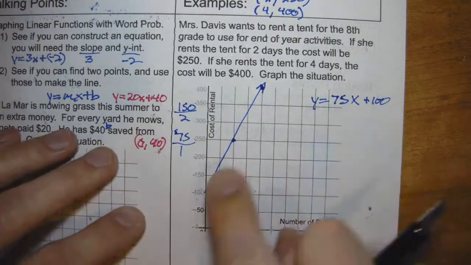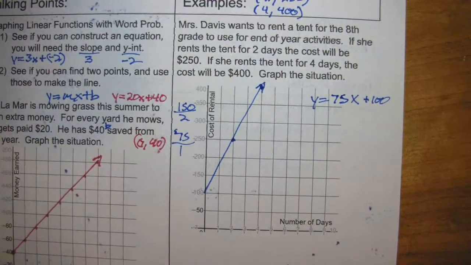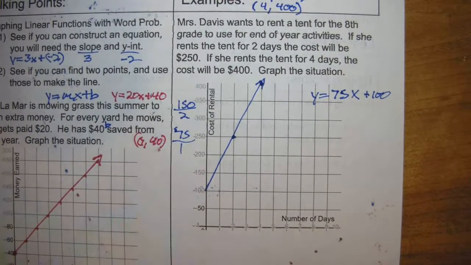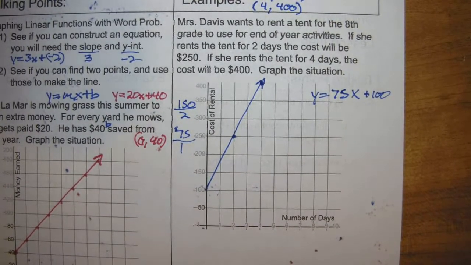But there's our line. Notice it goes up because it's positive. We're having to pay more money each go. And of course, we're starting at 100 before we even use the tent. We're going to have to pay $100 up front. Maybe that's a setup fee or something. So there we go. Let's try another one.